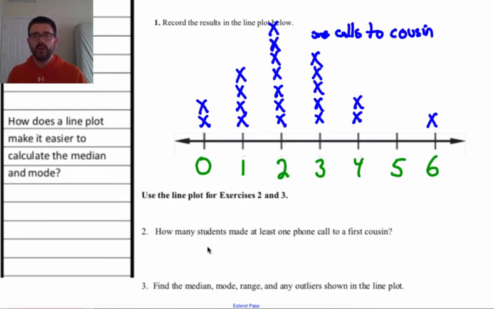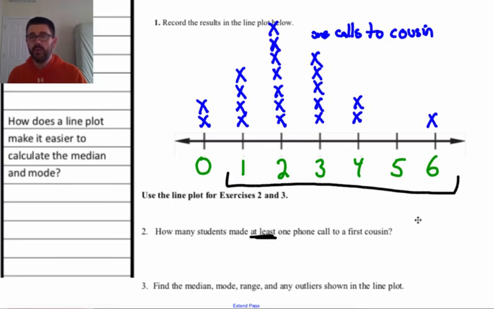So here we have a question. How many students made at least one phone call? Here's the keyword, at least. That means one or more phone calls. Well, 4 made one phone call, and then 7 made 2, and 5 made 3, and 2 made 4, and 1 made 6 phone calls. So I want to count all of those because I want anybody that made one or more phone calls. If I were to count up all of those x's, I would end up with a total of 19 x's.